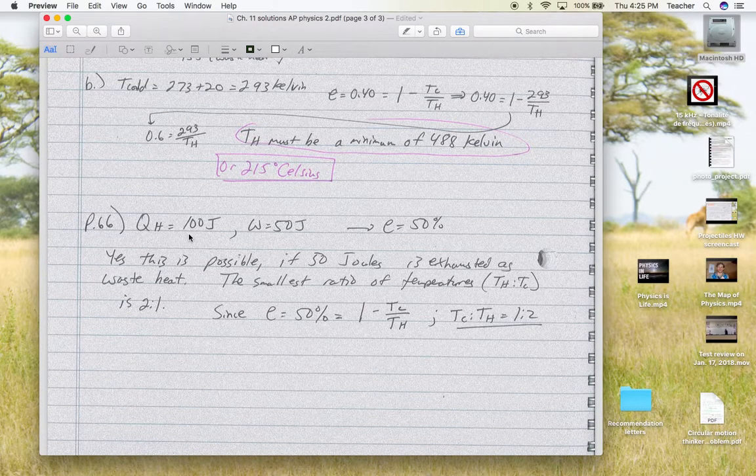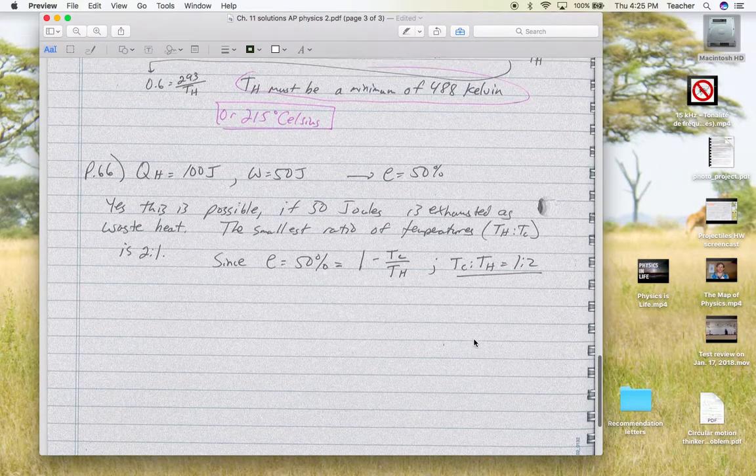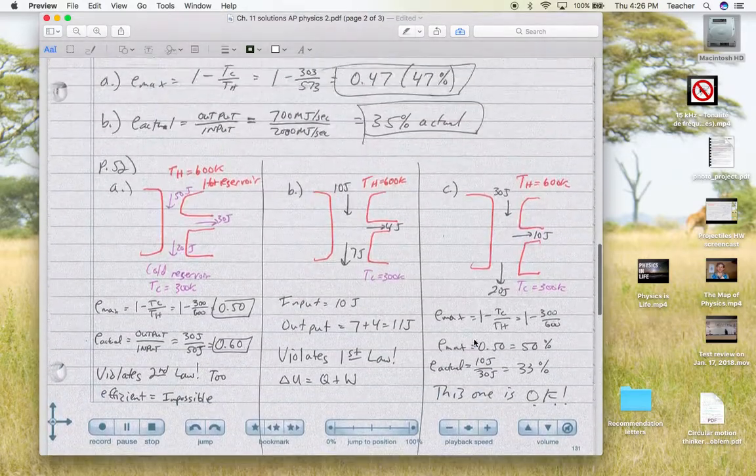P66, if you have heat reservoir of 100 joules, work done is 50 joules, that's an efficiency of 50%. So that is possible if 50 joules is exhausted as waste heat. So the smallest ratio of temperatures of hot to cold would be 2 to 1. So thinking about the maximum efficiency of 50% is equal to that formula. So it's going to be 1 minus 0.5. 0.5 would be a 1 to 2 ratio of temperatures from cold to hot, or 2 to 1 from hot to cold. So hopefully you see the same patterns over and over in terms of this.